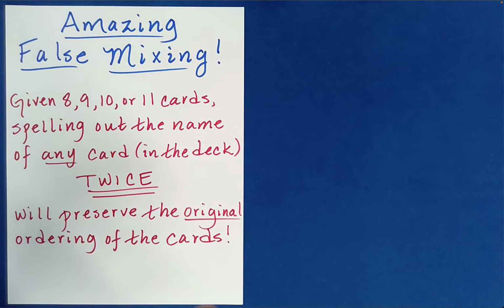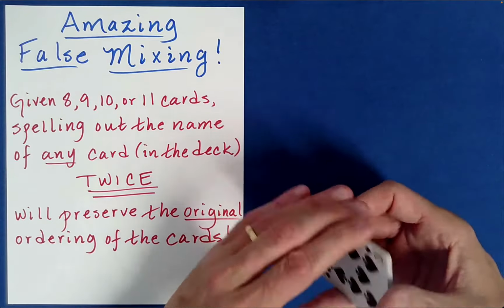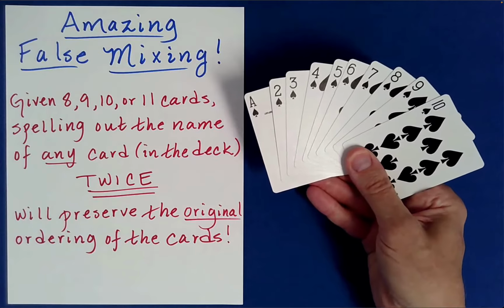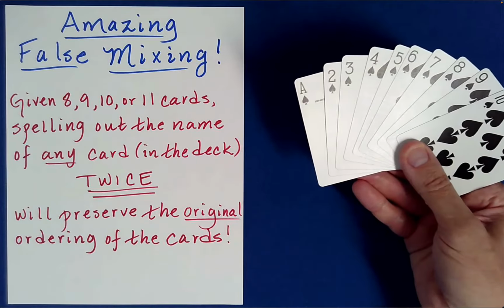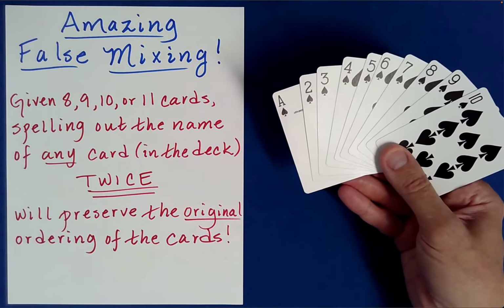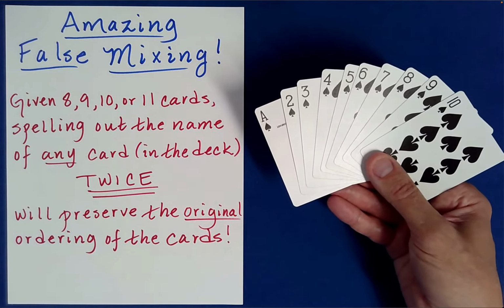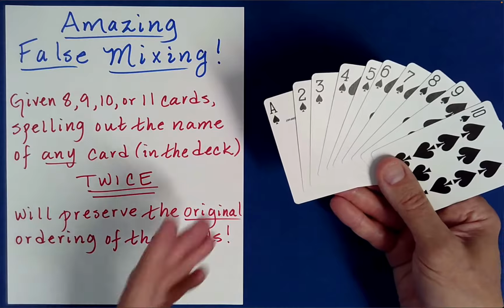Let's go ahead and look at 10 cards. So here's a packet of 10 cards in order so we can kind of see what's going on. So you're free to choose any one of the card names. A popular card name for people to choose is the Queen of Hearts. So why don't we go ahead and use that one?